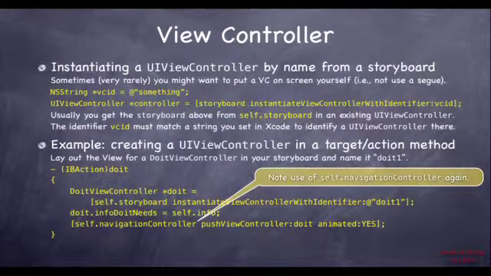I've named it, what did I call it? Do it 1 in the identifier. So I just create it by saying self.storyboard instantiate view controller, do it 1. Then I give do it the info it needs, just like I would in prepare for segue, but I'm not segueing here, so I have to do it myself. Okay? I'm not segueing, I'm instantiating the view controller and putting it on screen myself.